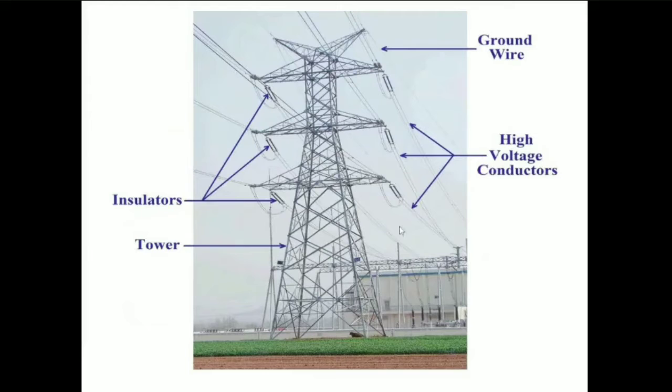Here we can see various parts of transmission. There is a tower on which the wires are being arranged. High voltage conductors are being arranged. This is a double circuit line. On both sides we are having the conductors. The ground wire is provided on the top. Then insulators are there. They are separating the conducting wires from the supporting tower.